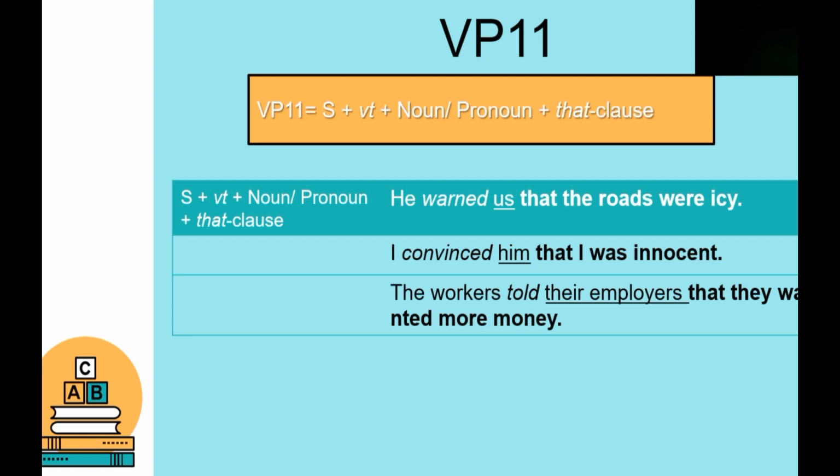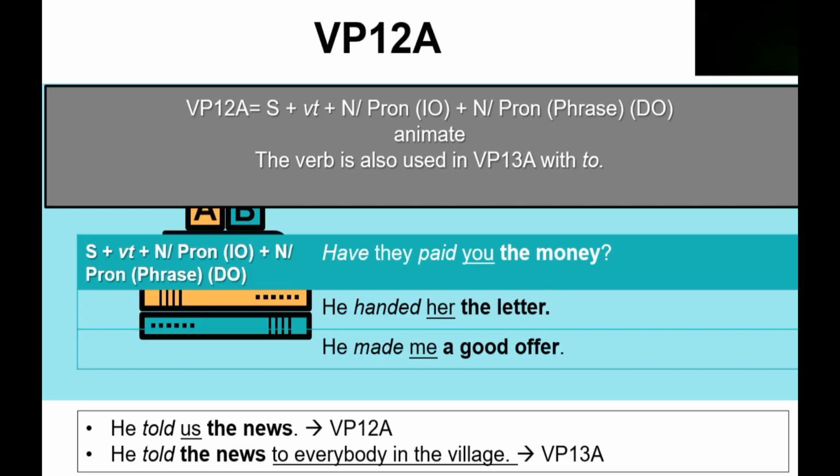I convinced him that I was innocent. I is the subject, convinced is the VT, him is the pronoun, and that clause is that I was innocent. Next, the workers told their employers that they wanted more money. The workers is the subject, told is the VT, their employers is the noun, and that they wanted more money is that clause.